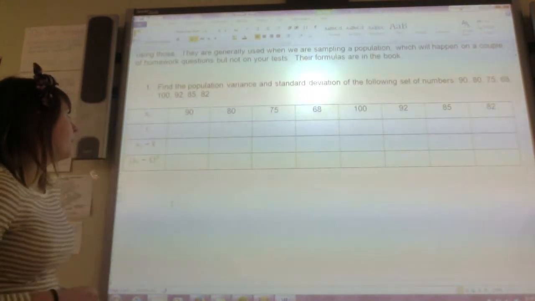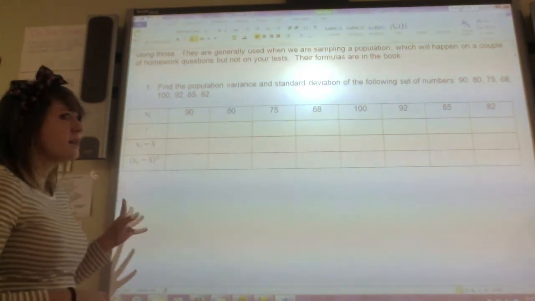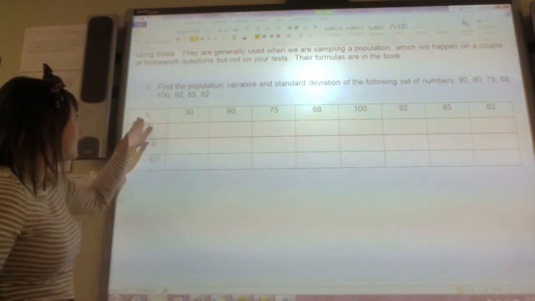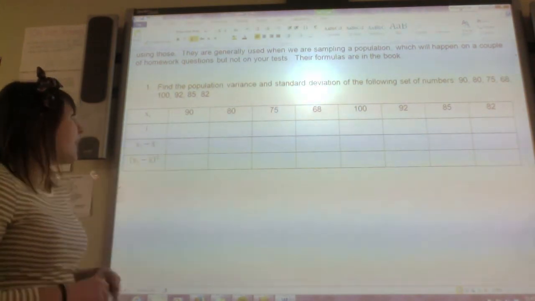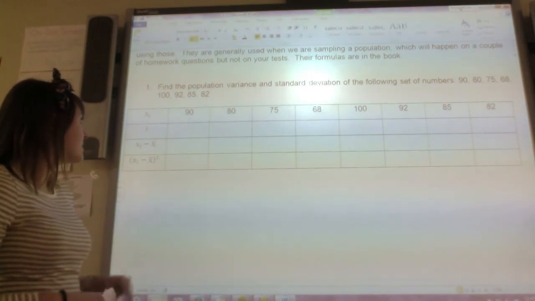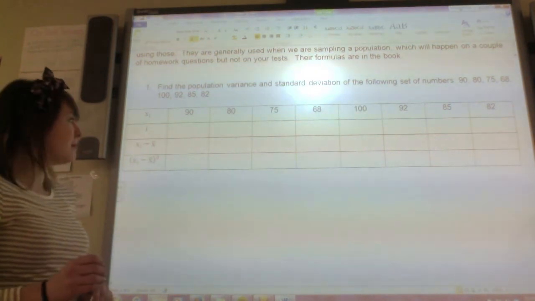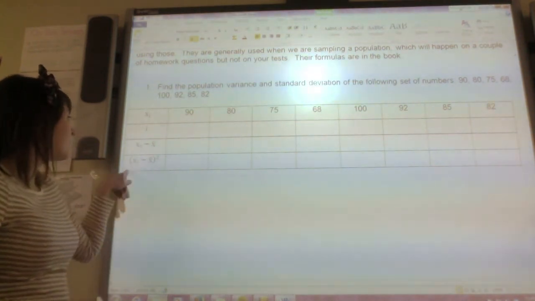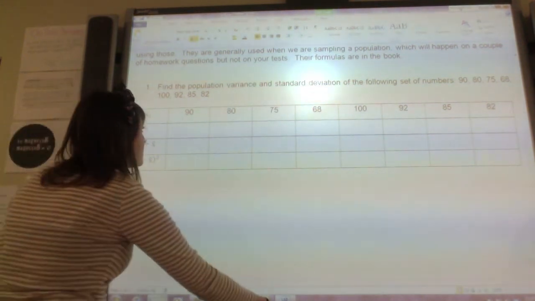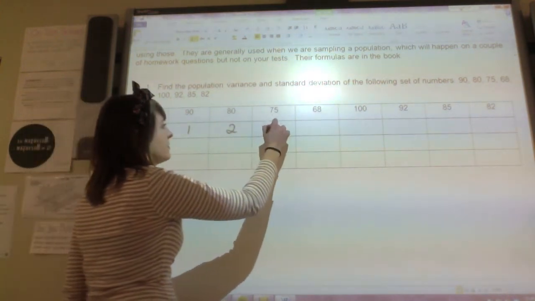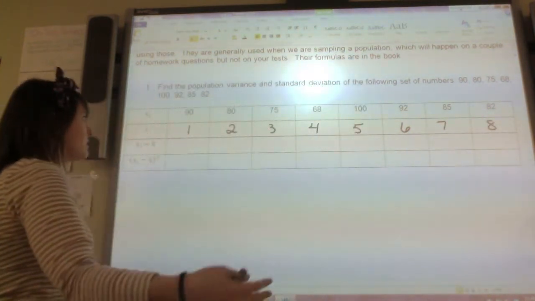Okay, so let's do a problem. We want to find the population variance and the standard deviation of the following set of numbers. I created a table where these are my x sub i values, in other words, the numbers given to me in my data set. I want to write the i values, or the index, and then x sub i minus my mean, and then take those values and square them. This was my first number, second number, third number, fourth number. These are just my index values, meaning what number in the sequence it is.